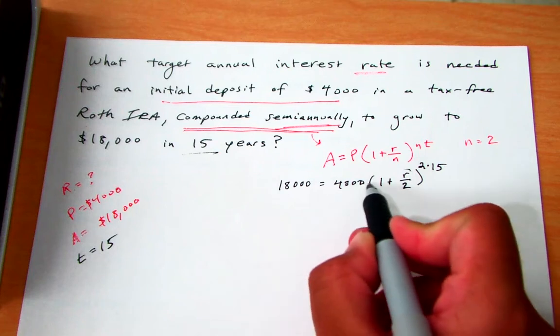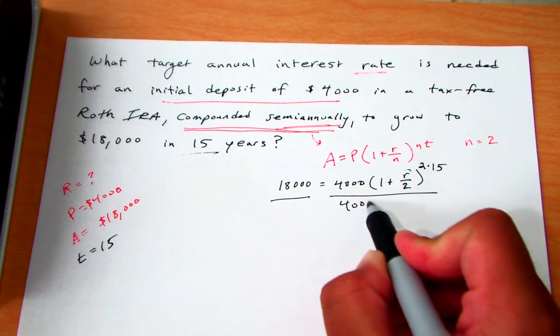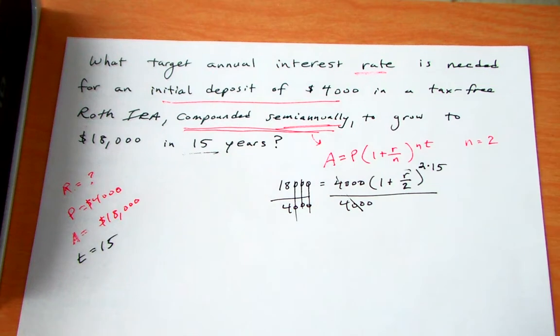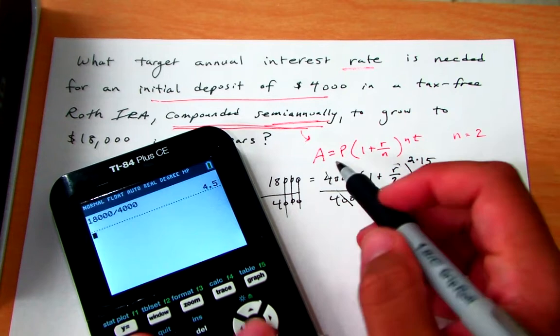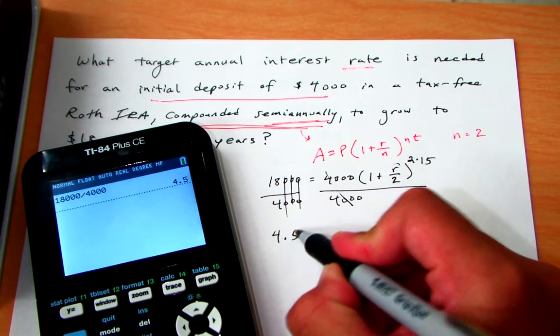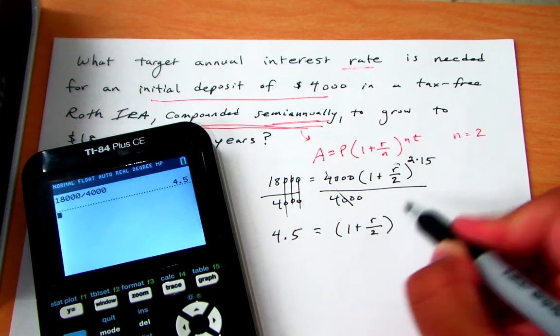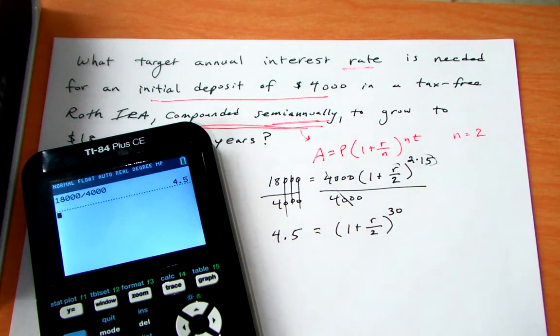Let's get rid of the 4,000. It's multiplying all of this parentheses and exponent business. So let's divide both sides by 4,000. And that's the same as 18 divided by 4, right? 18,000 divided by 4,000 is 4.5. So that's the factor by which we want our money to grow. We want it to become 4.5 times larger. And the question is, what is the rate needed for that to happen? Let's see, 2 times 15 for the exponent will give us 30. 30 compoundings.